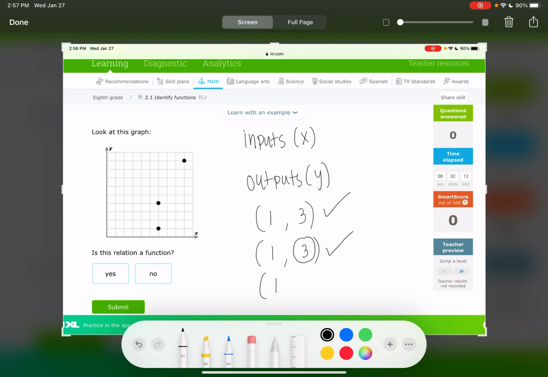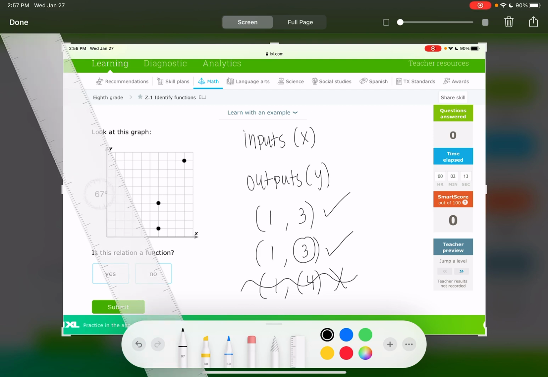But if I get another input of 1 and then I get an output of 4, this is where it went wrong and it is not a function. So for each input, you can only have one output. They can be repeated outputs, but only one for one. Okay, so with that, we're going to look at this first question.